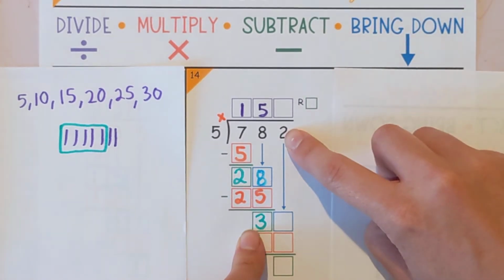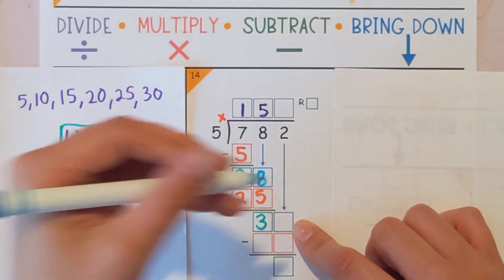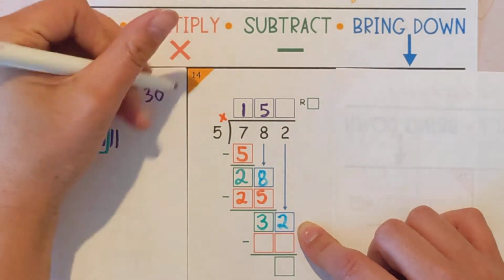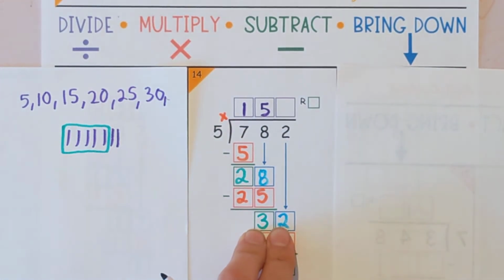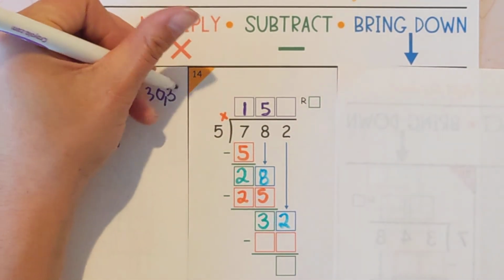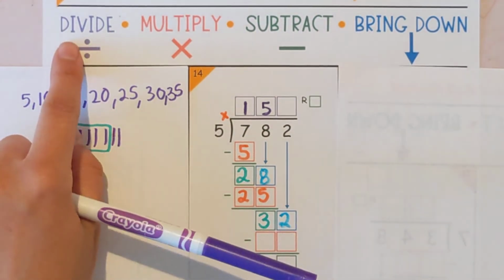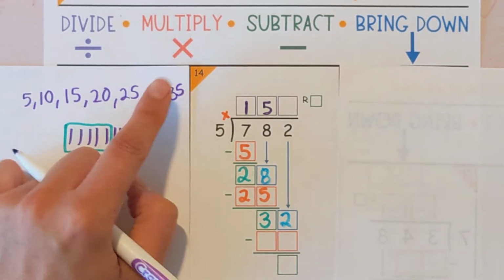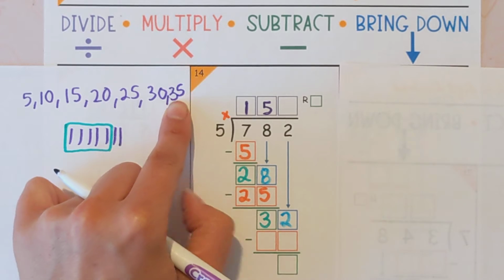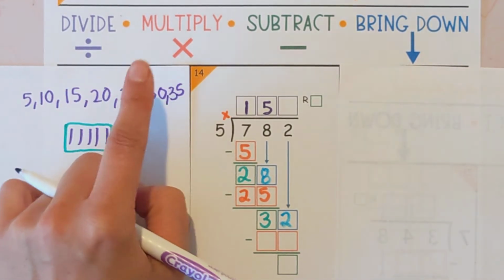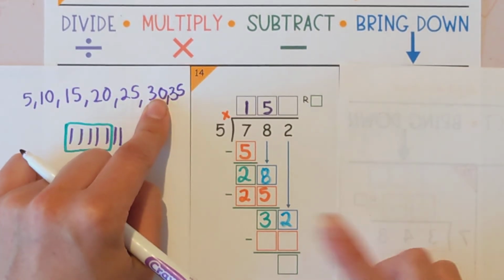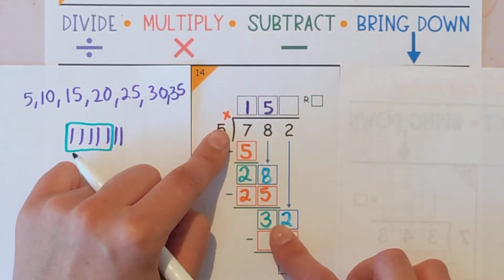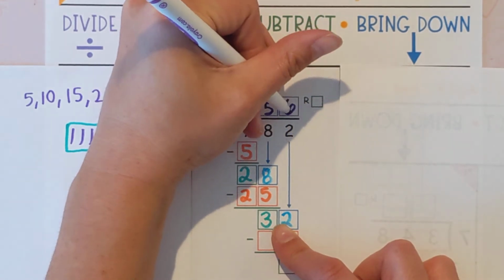Next, we're going to bring down our last digit, which is the 2. And our last number that we're working with here is 32. So now we divide all over again, 32 divided by 5, but really we're saying how many times can 5 go into 32 without going over? That would be going over there. So 5, 10, 15, 20, 25, 30 is the closest we can get. 1, 2, 3, 4, 5, 6 times. So 5 can go into 32 6 times.